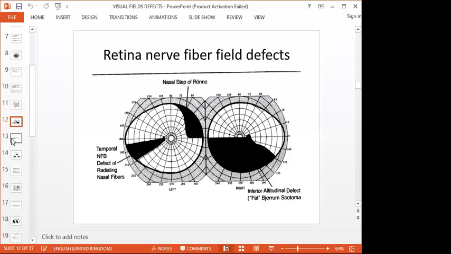Immediately we start looking into the inferior part of the retina. Now we see a point. By interpreting this wrongly: if the field defect is inferior, it means the pathology is superior. It actually reverses like that.